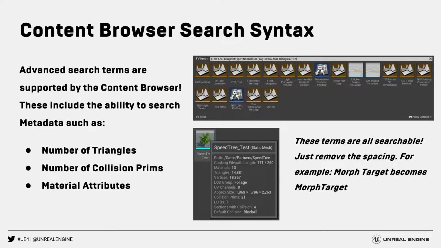And what's really useful here is that for any metadata for any asset, all you need to do is remove the space that's in any of these words. So if it says UV channels as 2 words, just ditch the space and make UV channels 1 term, and that's now something you can search for.